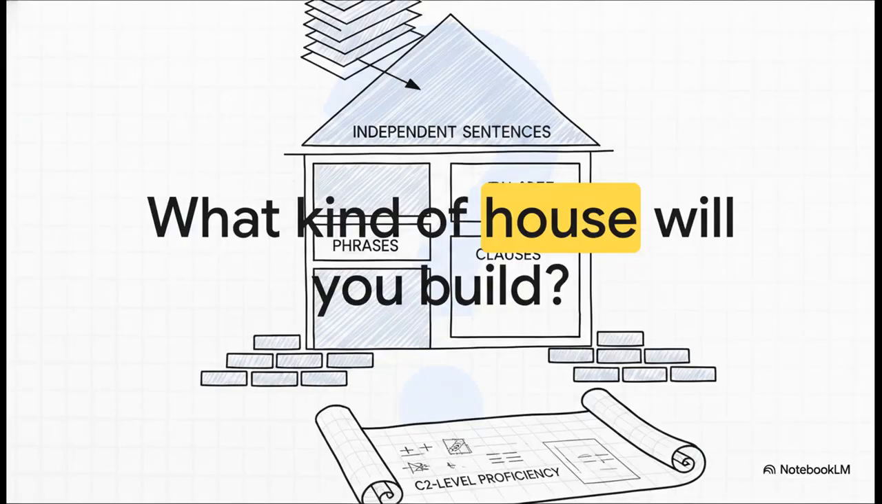Wow, okay. We have scaled all the way from the individual bricks right up to a complete, highly sophisticated house. You now understand exactly how phrases act as your walls, how clauses act as your rooms, and how independent sentences serve as your secure roof. You've got the X-ray vision to break down complex texts and actually troubleshoot your own writing. So here is my final question for you. Now that you hold the actual architectural blueprint for C2 level proficiency, what kind of house are you going to build with your English?